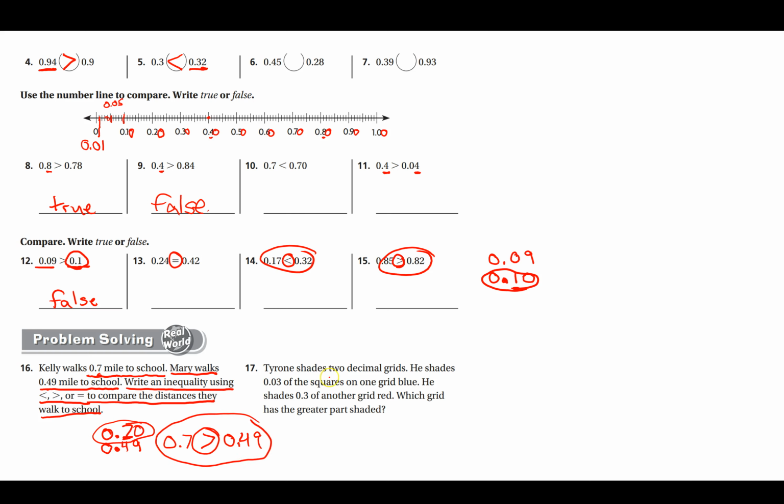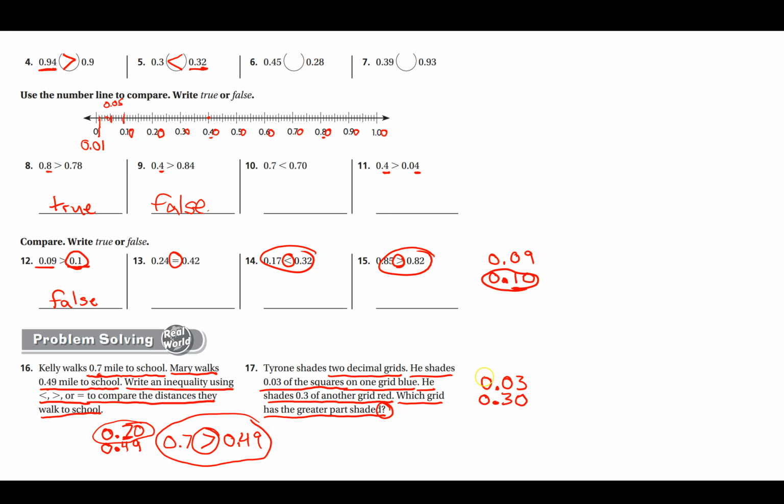All right, Tyrone shaded 2 decimal grids. He shades 3 hundredths of the squares on the grid blue, and he shades 3/10 of another grid red. Which grid has the greater part shaded? So again, we're just comparing those two numbers to see which one is greater than or less than. So the first number was 0.03 or 3 hundredths. And again, I line up the place values. 3 tenths, I have a 0 in the ones place, then my decimal, then I have a 3 in the tenths place, and I have nothing in the hundredths place. And the number we can put for the hundredths is 0.